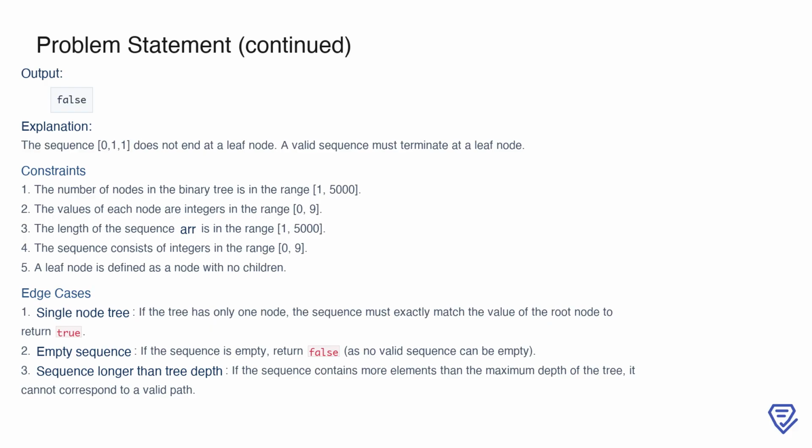While this sequence matches the structure of the tree, it does not end at a leaf node. The node with the value 1 has a left child, which means it is not a leaf. For a sequence to be valid, it must terminate at a leaf, and since this condition is not met, the output is false. This illustrates the importance of the sequence ending at a node with no children.